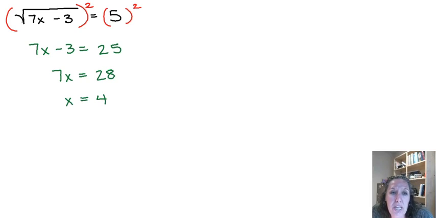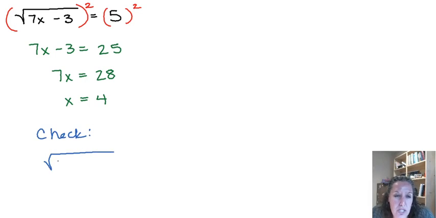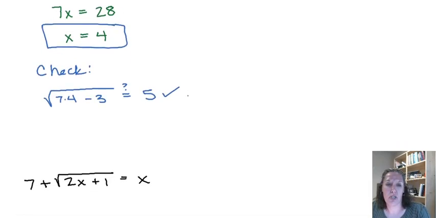Now anytime you're dealing with a radical, we're squaring it, so we could potentially introduce an extraneous answer. And so we always want to check to make sure that the answer we get works in the domain of the original function. Remember, always check in the original. So we're going to plug our x back in. We get the square root of 7 times 4 minus 3. Is that equal to 5? 7 times 4 is 28, minus 3 is 25, and the square root of 25 is equal to 5. So x equals 4 is our solution.